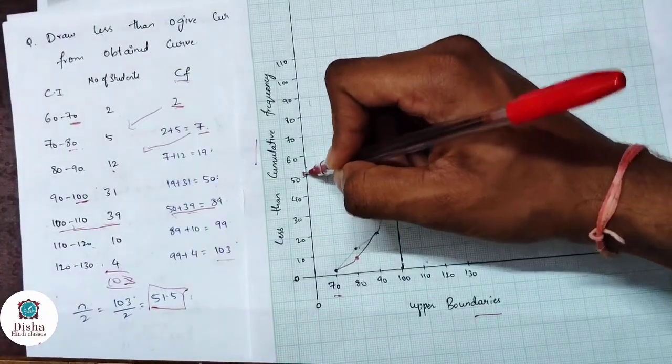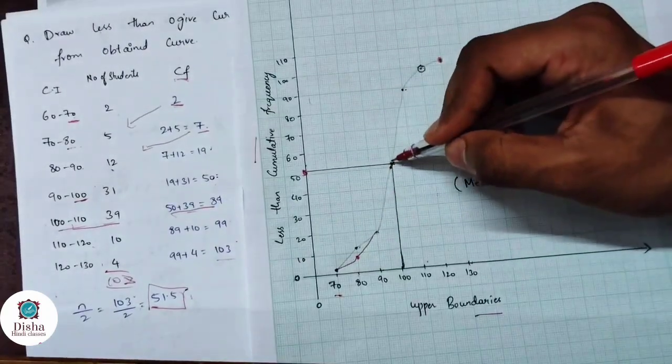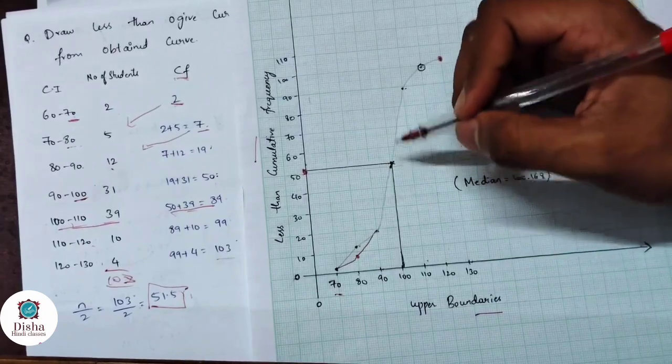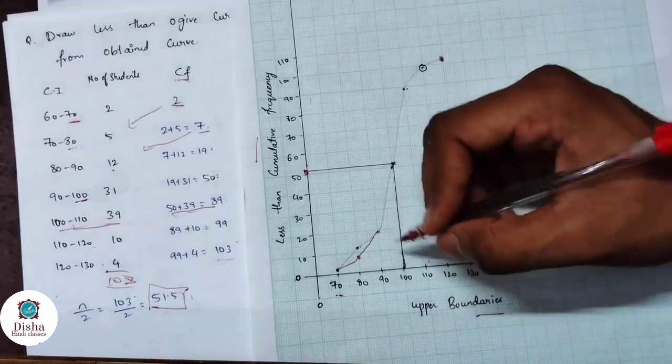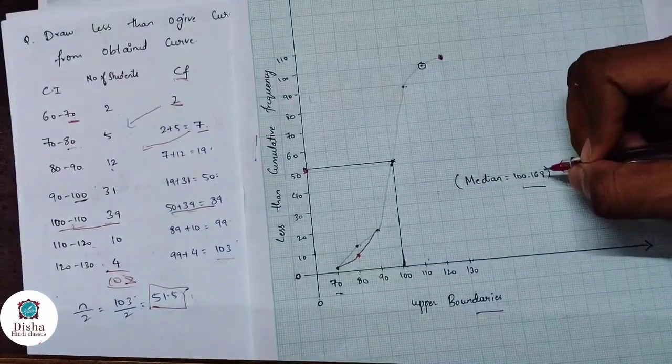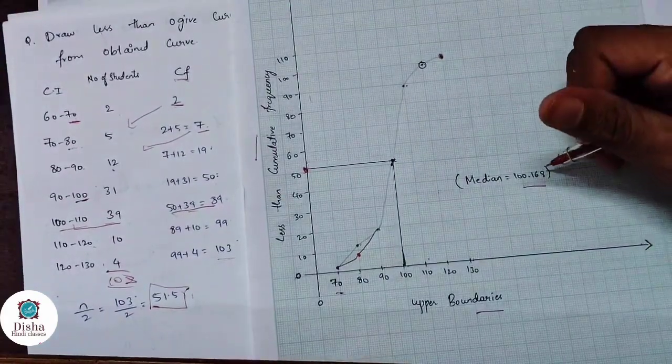So now what we got is n by 2, which is 51.5. So 51.5 lies here. We'll draw a horizontal straight line till it intersects this curve. Then if we draw a vertical line from the intersection, we'll get 101.168.